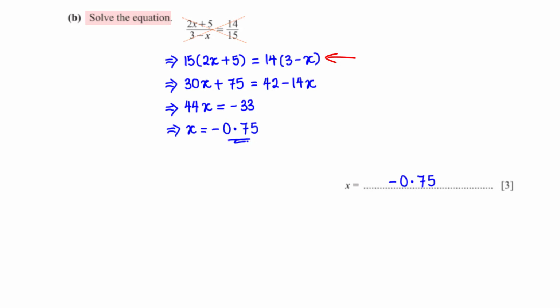When we expand the brackets, 15 times 2x is 30x and 15 times 5 is 75. 14 times 3 is 42 and 14 times negative x is negative 14x. When we group like terms, we get 44x equals negative 33. And when we divide both sides of the equation by 44, we get x equals negative 0.75.